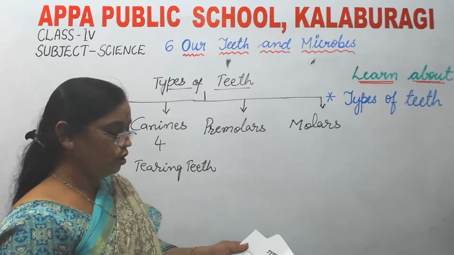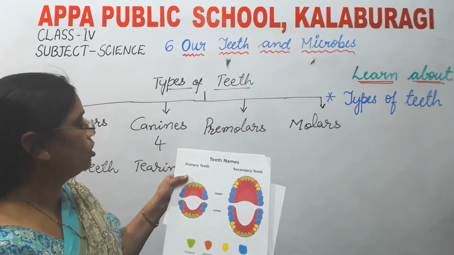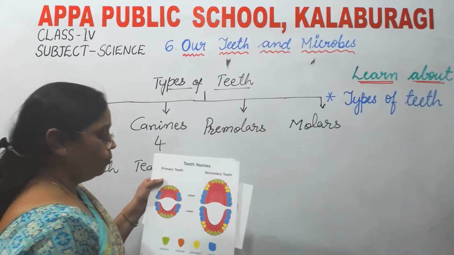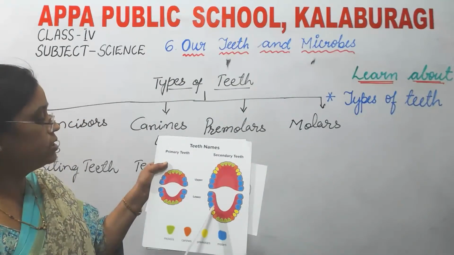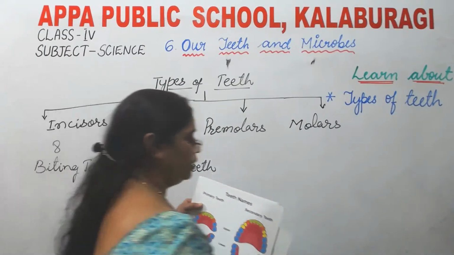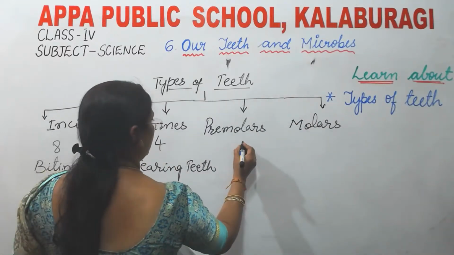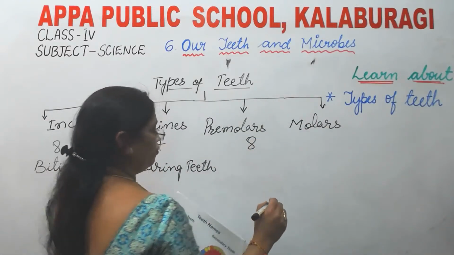And next, coming to premolars. See premolars, how many are there again? 1, 2, 3, 4, 5, 6, 7, 8. So again, we have 8 premolars.